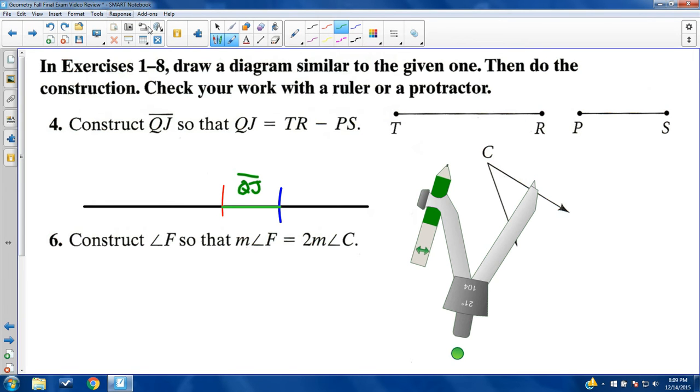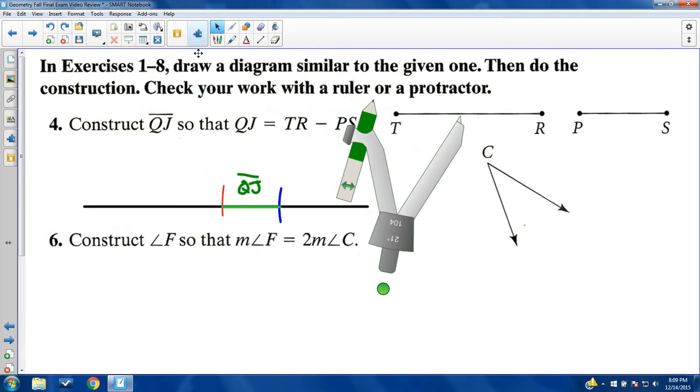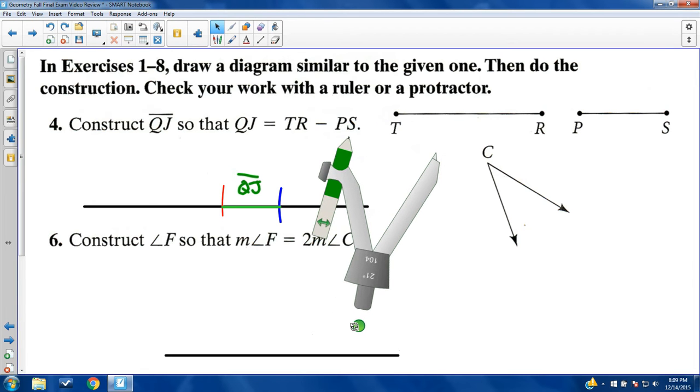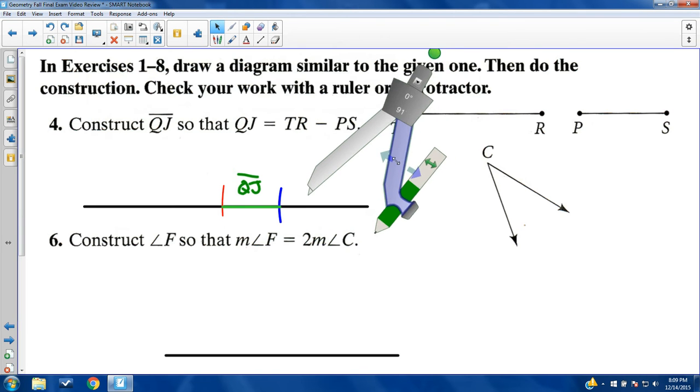TR minus PS. Okay, construct angle F so that the measure of angle F is twice the measure of angle C. This is going to be a little interesting because I really need some room for it. And angle C is angled in such a weird way, I'm probably going to have a little bit of trouble. But what I'm going to do is start with a segment. I'm going to copy this angle twice, starting by doing it once and then a second time.